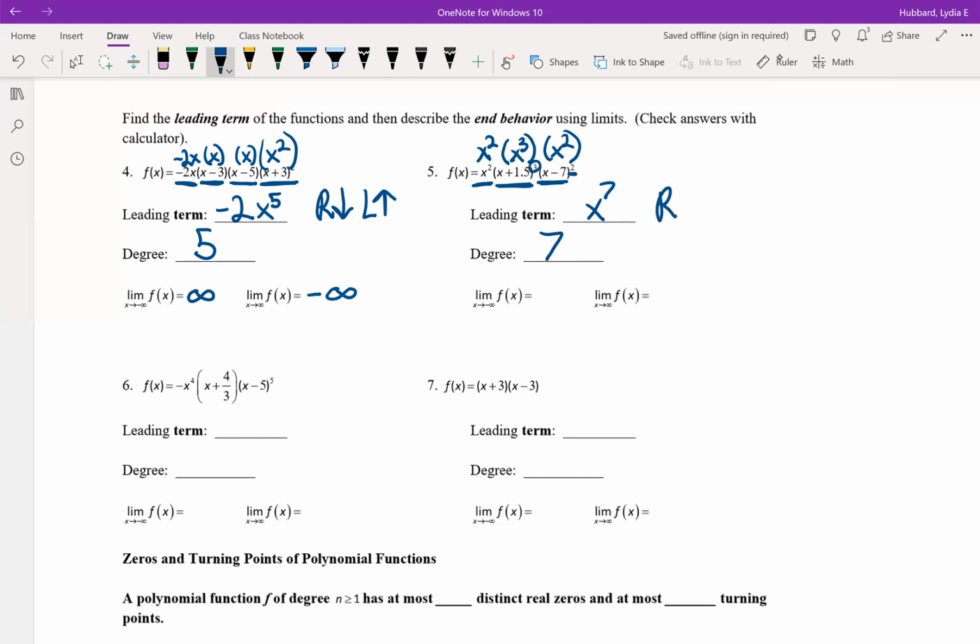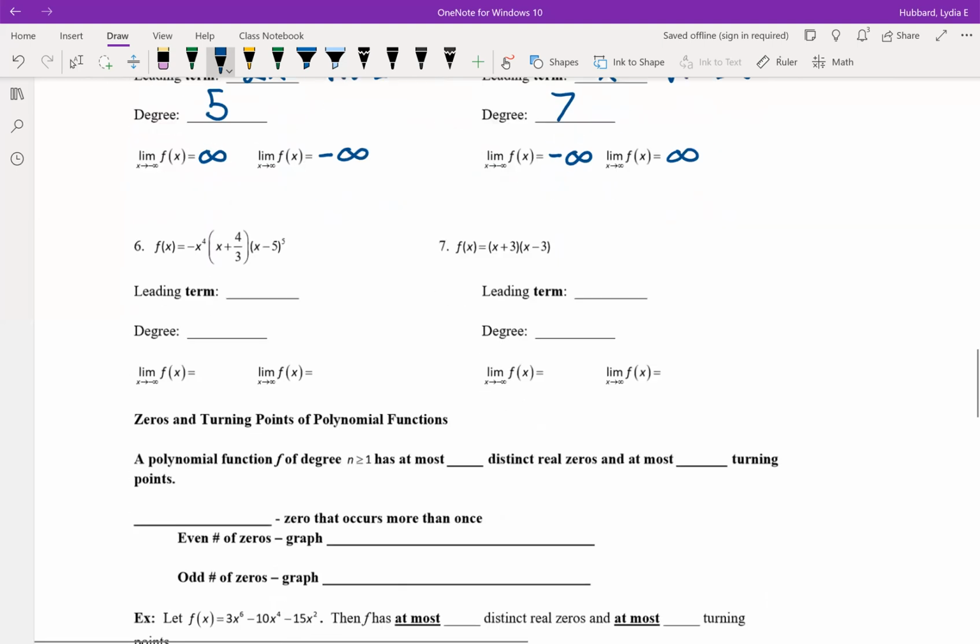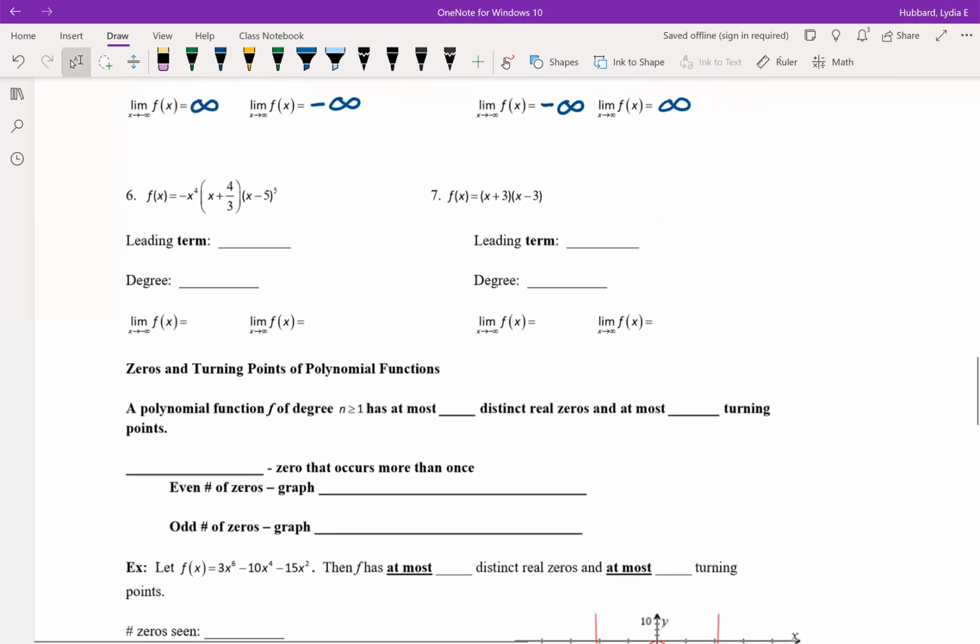So this is positive, meaning that my right side is going up. And it's odd, so my left side is doing the opposite of that, so it's going to go down. So as x approaches negative infinity, as we go to the left, f of x is approaching negative infinity because we're going down. As x approaches infinity, so as we're going to the right, f of x is approaching infinity because we're going up. Okay, moving on.